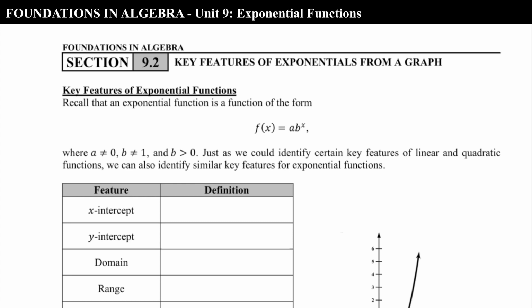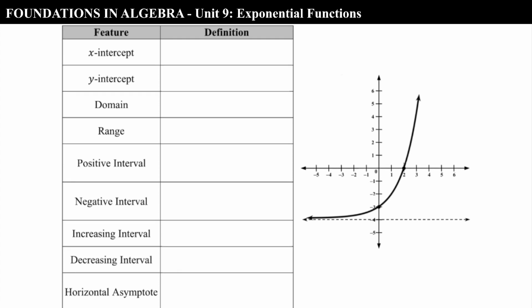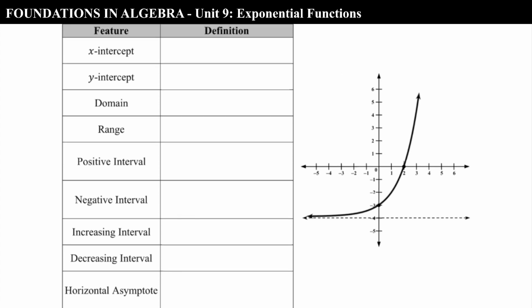So recall that an exponential function is a function that takes the form of f of x equals ab to the x, where the exponent is your variable. So just as we could identify certain key features in linear and quadratic functions, we're going to do the same here for exponentials. So here's a list of some key features, and we are going to identify them here on this graph. So let's go over what each key feature is.